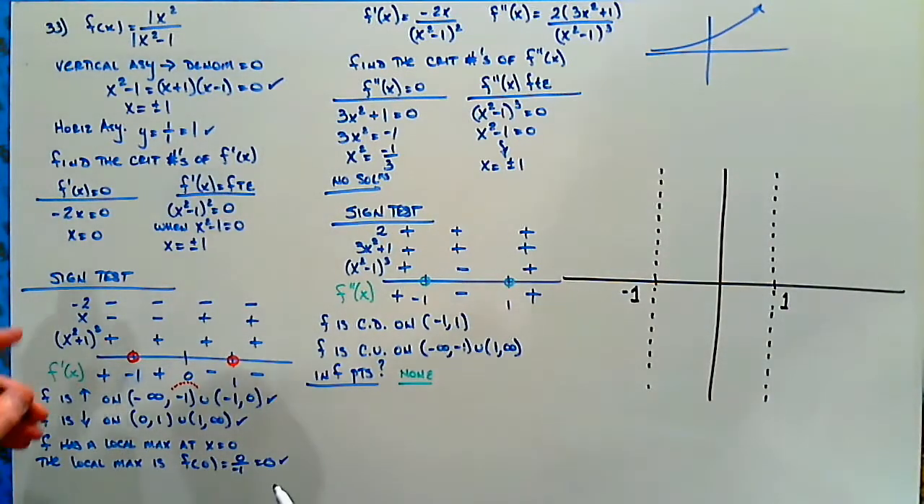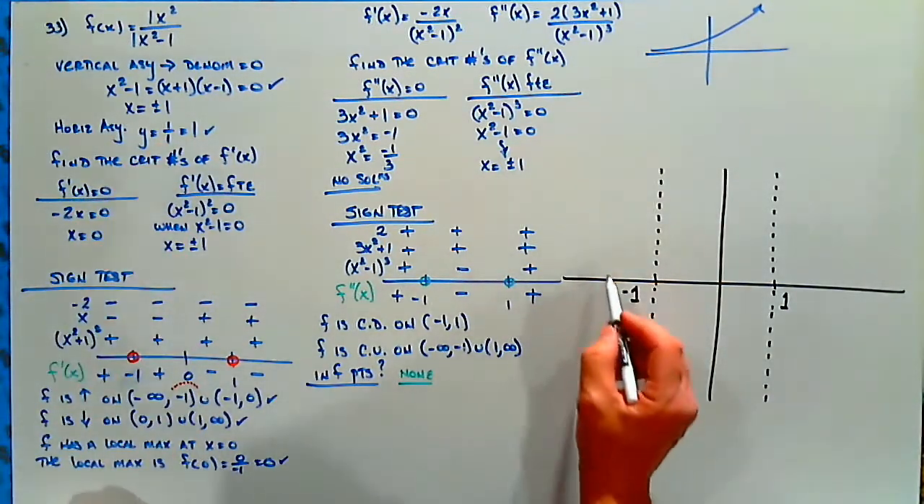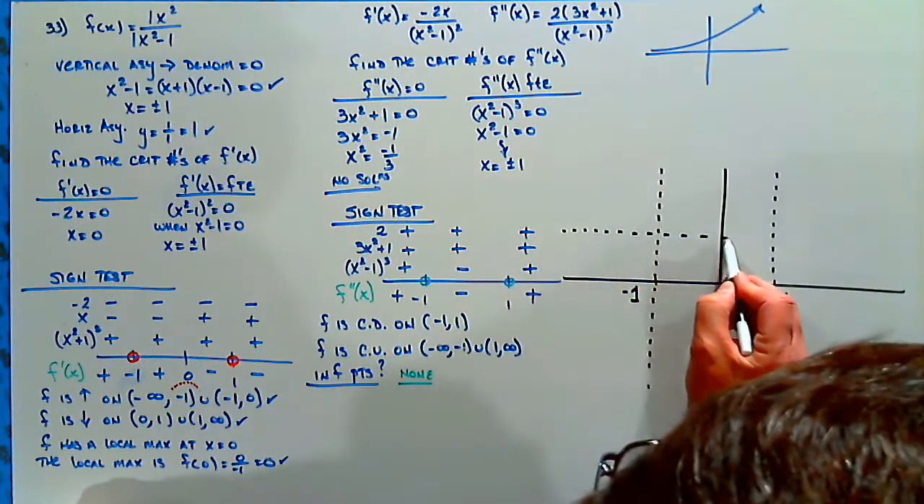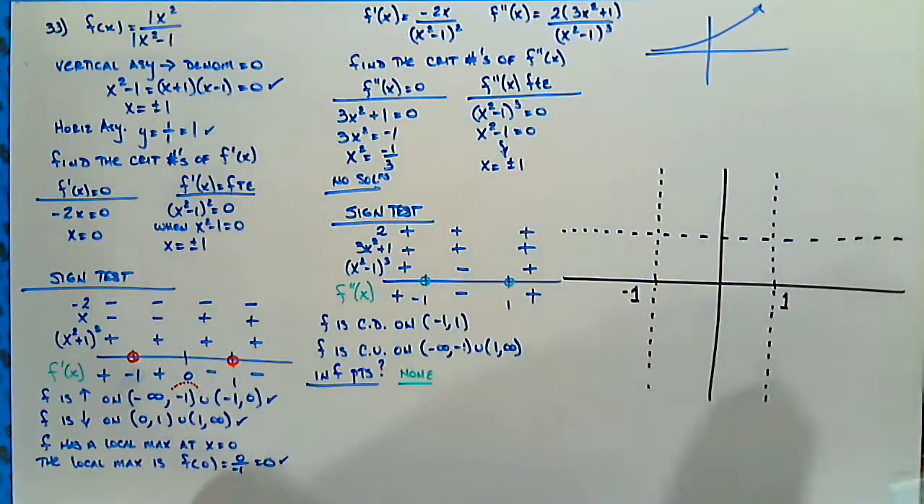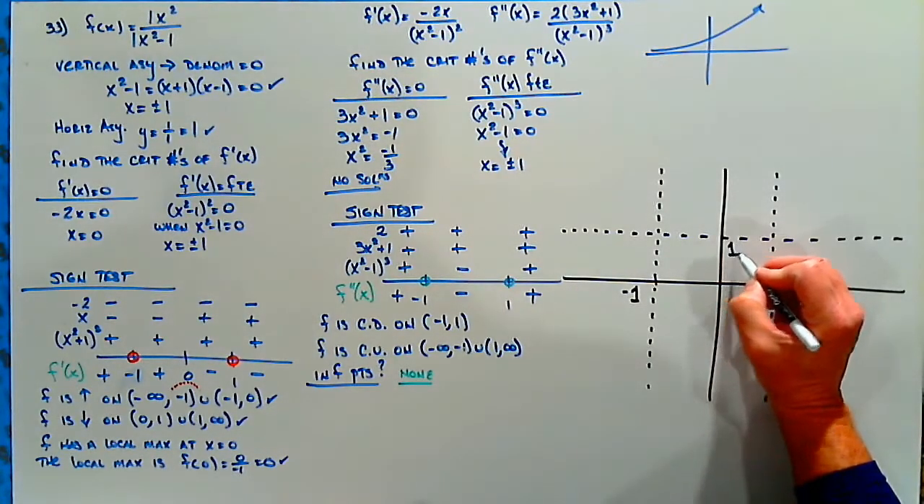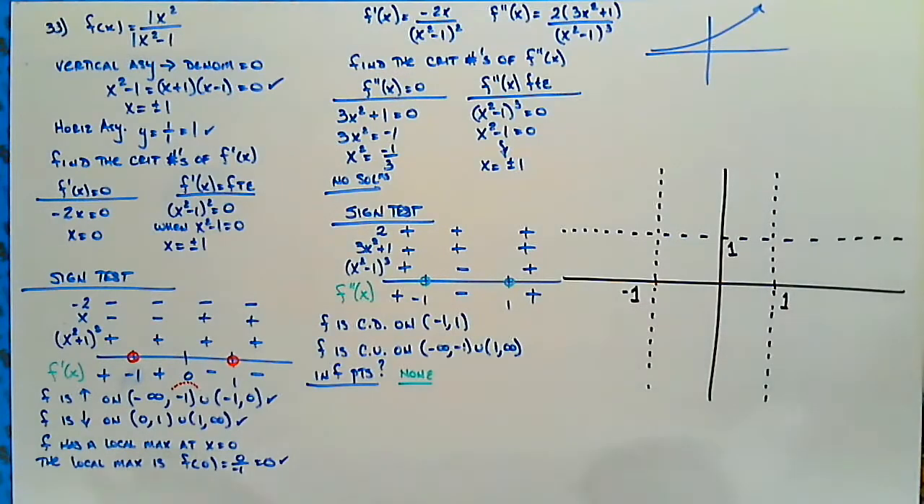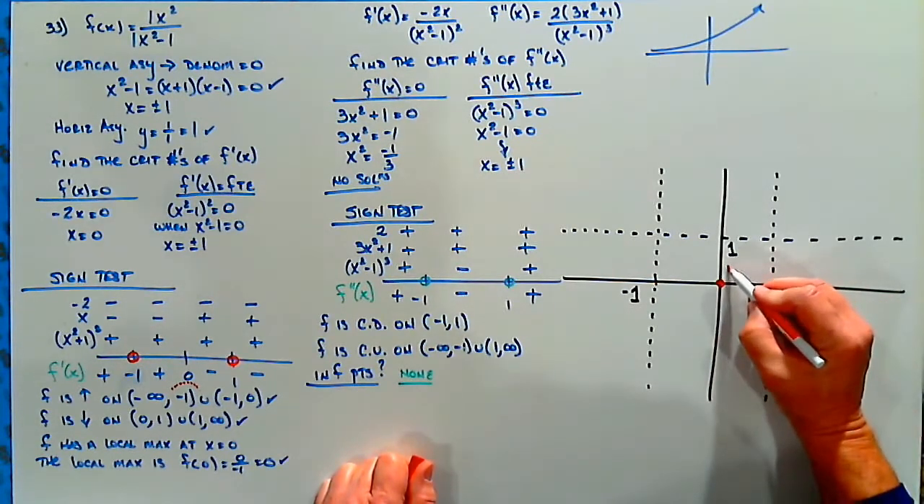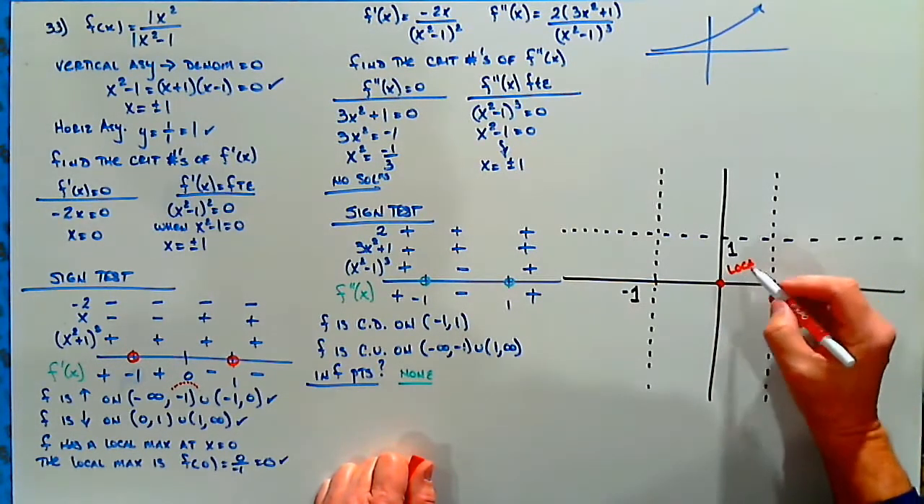And we said we have a horizontal asymptote at +1. Okay. Now, what other points have we found that have any significance on our graph? Well, we did find out that f has a local max at (0, 0), right? There's a local max right here at (0, 0). This is a local max.